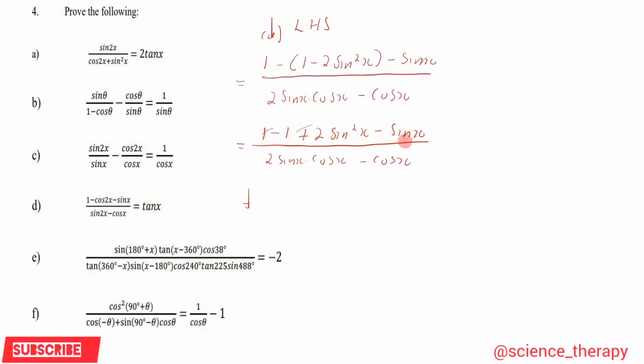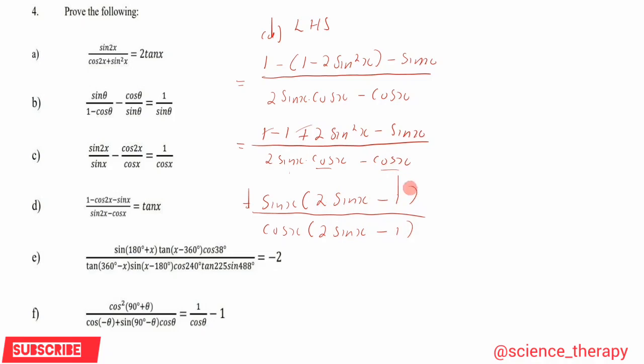With what I'm left with here, I can see that I can factor out sine x. So I have sine x, and then this will be 2 sine x minus 1. And then what about what I have below here? I can see that I have a common factor of cos x, so I can factor out cos x, and then this here I'll be left with 2 sine x, and then factoring out this cos x, I'll only be left with 1 there. So now I can see what's going on.